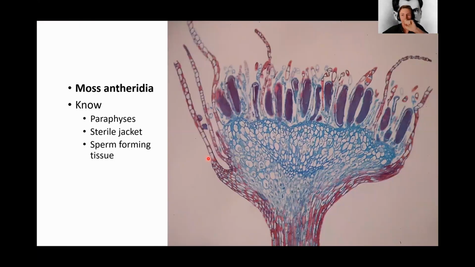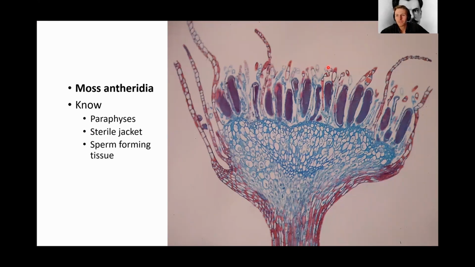Wow, cool. Now, we're on slides. Let's look at our slides. Moss antheridia. Moss antheridia is the male structure of a moss. It makes sperm. That's the whole point, and then we'll talk about the other part, which makes an egg. So know this, know these three structures, know the paraphyses. That is these little things right here. These little growths, these outstretches right here. Yeah, that's about it. Those are paraphyses.